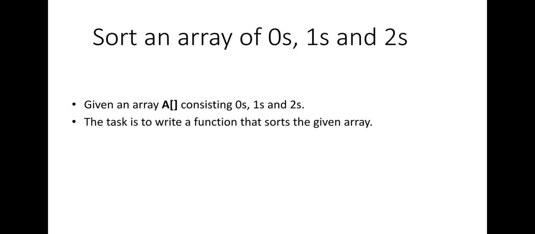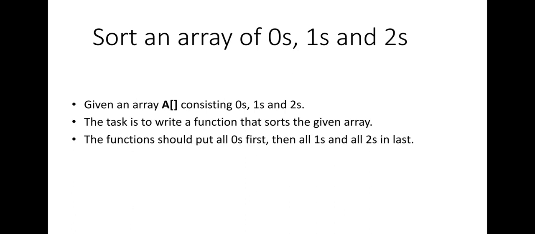So today we are going to discuss how to sort an array of 0s, 1s and 2s without using extra space. We would be given an array consisting of 0s, 1s and 2s. The task is to write a function that sorts the given array. The function should put all the zeros first, then all the ones, and all the twos in the last.